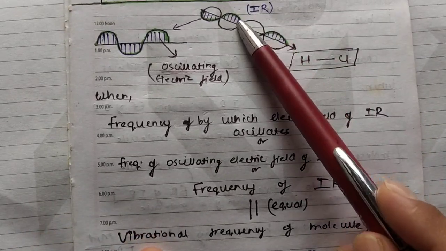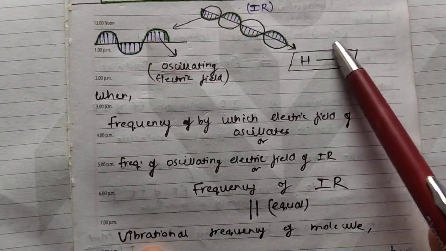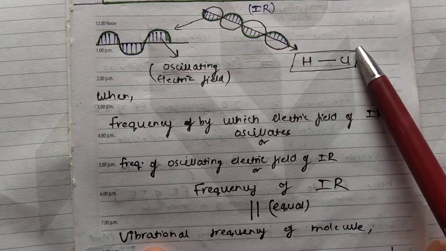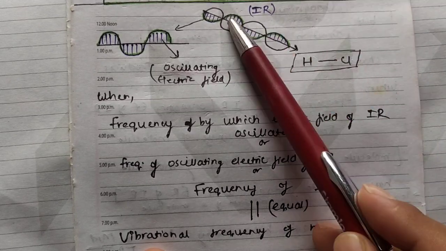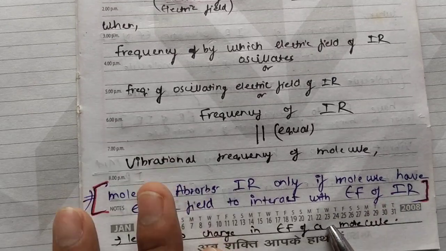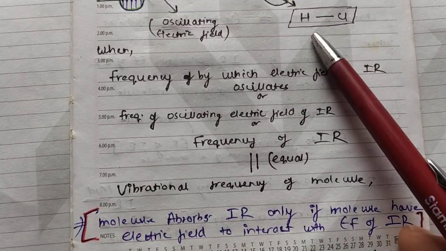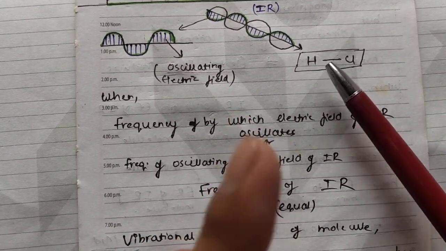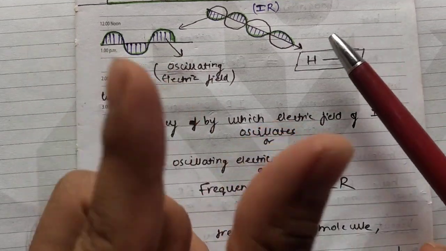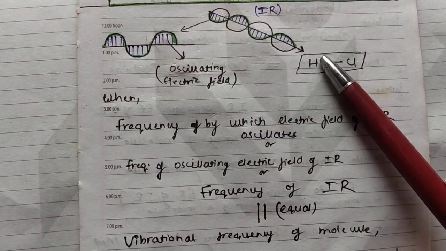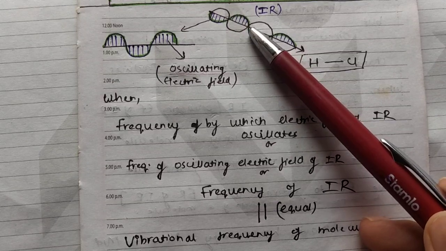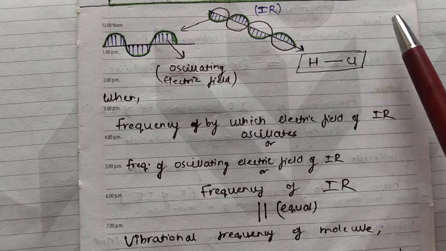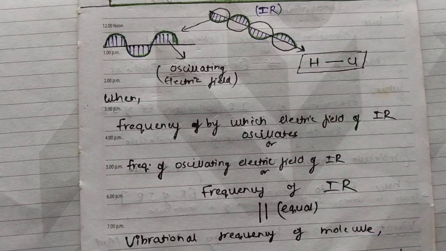So when this frequency and this frequency match, they will absorb only if they have an electric field to interact with the electric field of IR. Here HCl has an electric field to interact with the IR, so now they will absorb. But suppose you take the example of oxygen. The oxygen will also vibrate, and the frequency of vibration of oxygen is equal to the frequency of IR. Still, IR doesn't get absorbed. Why? Because oxygen doesn't have an electric field to interact with the IR.